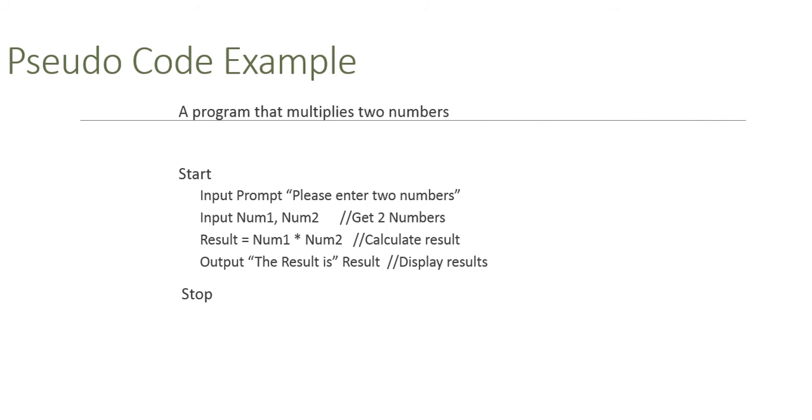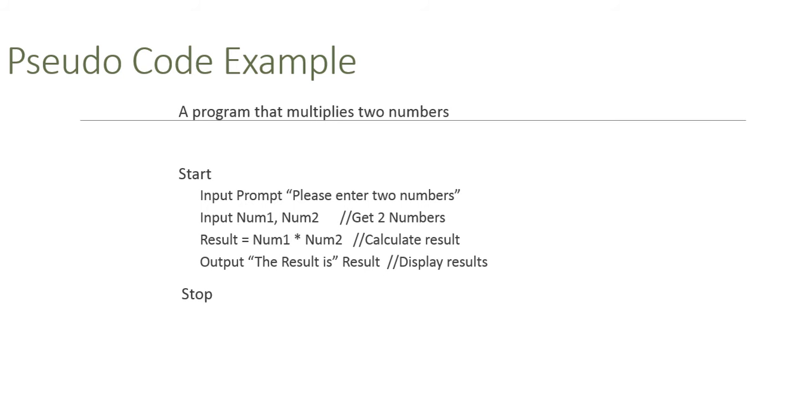In the first part of this video series, we discussed algorithms, the input process output cycle, as well as pseudocode. Pseudocode is used to have a shorthand or a way to identify the steps that you want to make sure you include in your logic and design of your program. Within this pseudocode example, we have a program that multiplies two numbers.